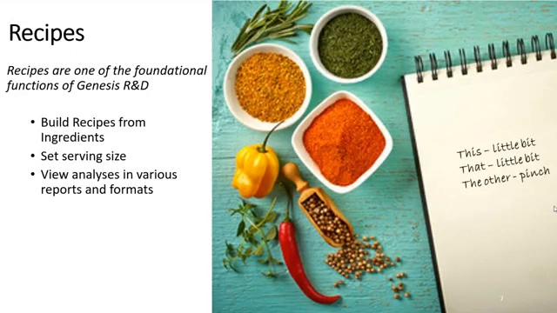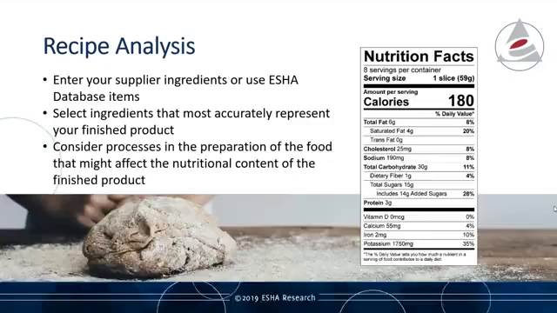In working with Genesis, the basic steps are that you will build recipes from ingredients in the software. You'll set a serving size for the recipe so that Genesis calculates the nutrient content appropriately, and then you can view the analysis from various reports available in Genesis. That includes the nutrition facts label formats and many other reports. With Genesis, the end goal might often be creating the nutrition facts label.